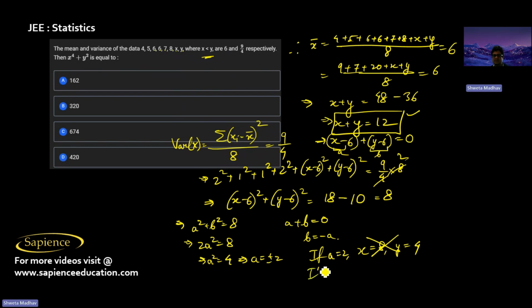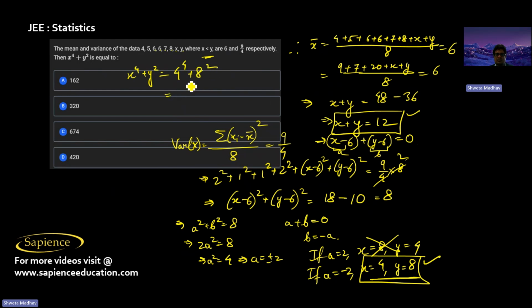So in the second case, if I take a as minus 2, then x will be equal to 4 and y will be equal to 8. Now this case we can consider, since x is less than y. Therefore x is 4, y is 8. So therefore we can find out x power 4 plus y square. That will be equal to 4 power 4 plus 8 square.